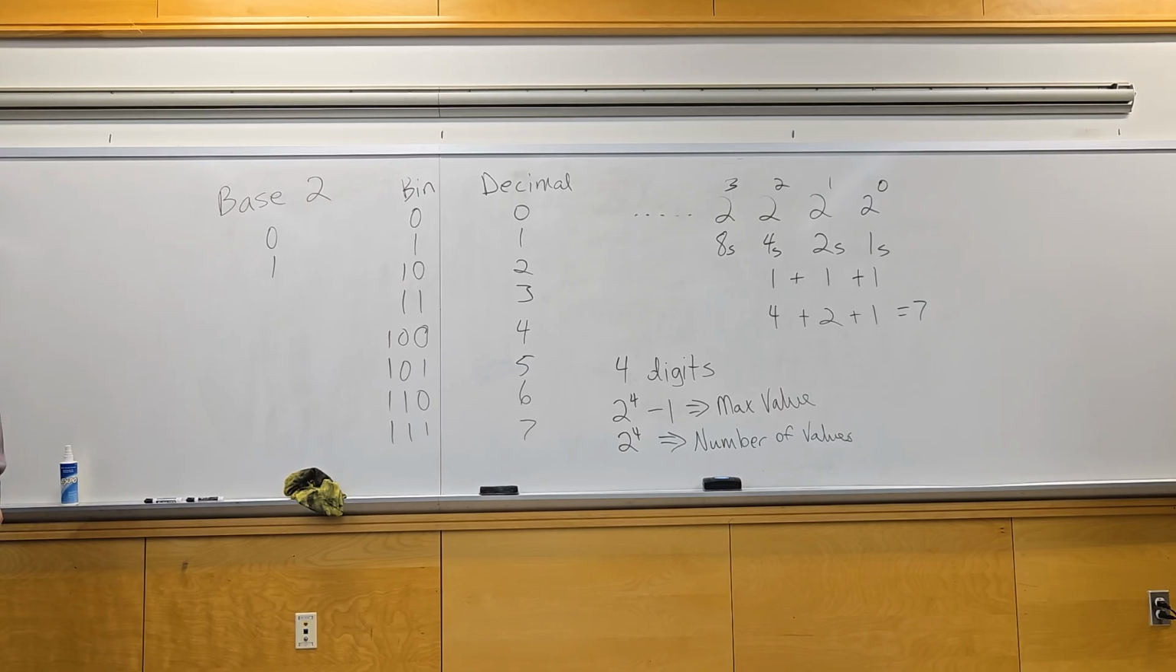So the maximum value you can express with 4 digits is 15. The maximum value is 15. The number of values is 16 because it's 0 through 15. Just a little bit of terminology.